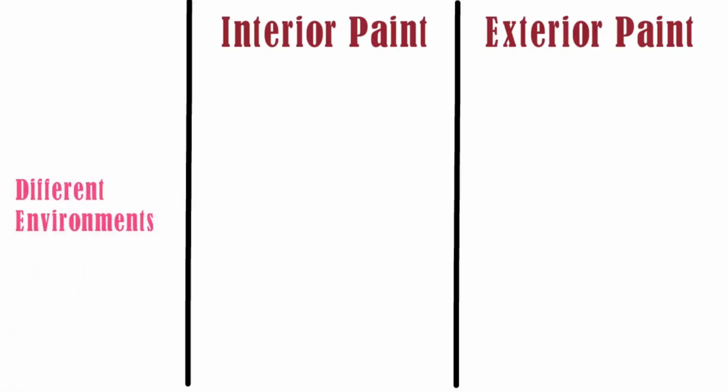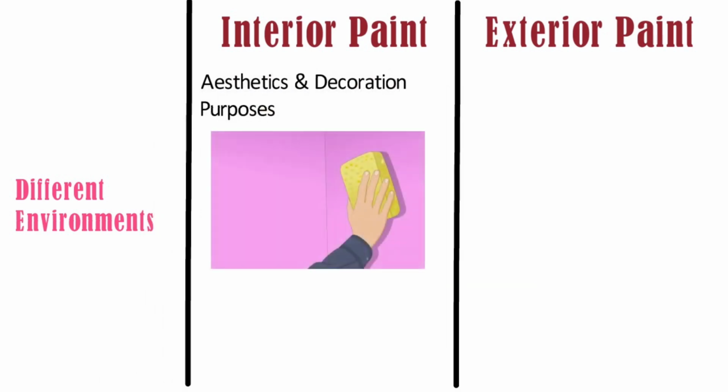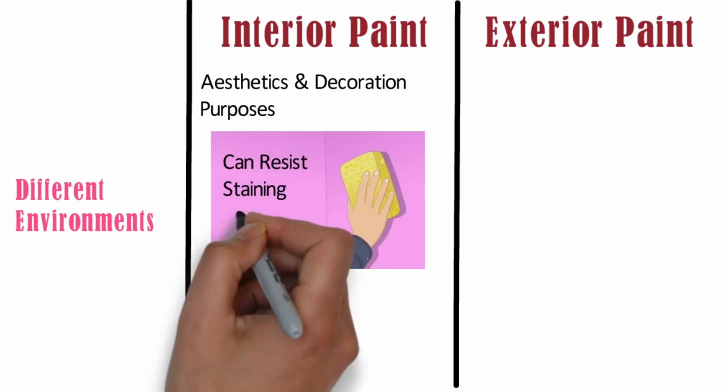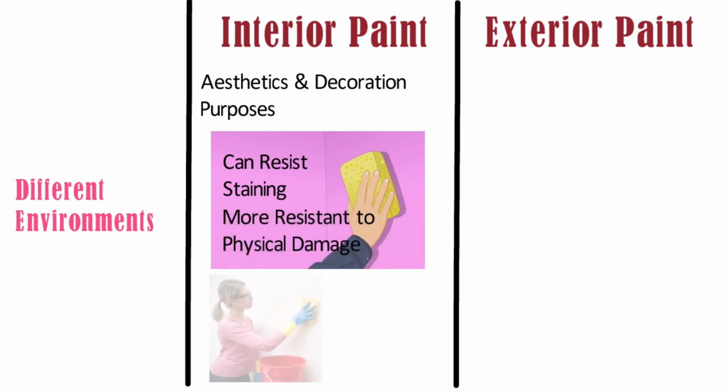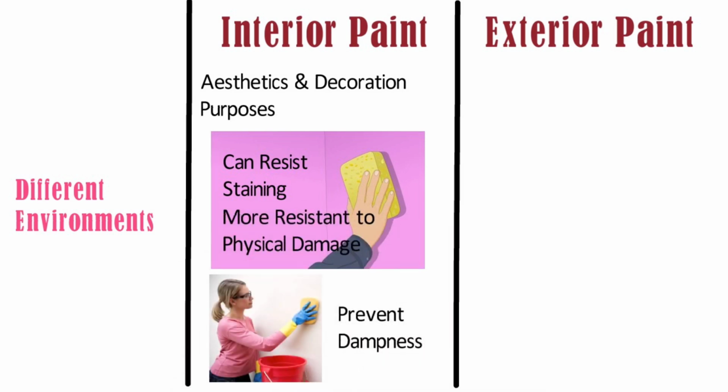Interior paint is more to do with aesthetics and decoration purposes. Interior paint is made so that it can be scrubbed and can resist staining. Interior paint is formulated to be more resistant to physical damage, washable, and to prevent dampness.